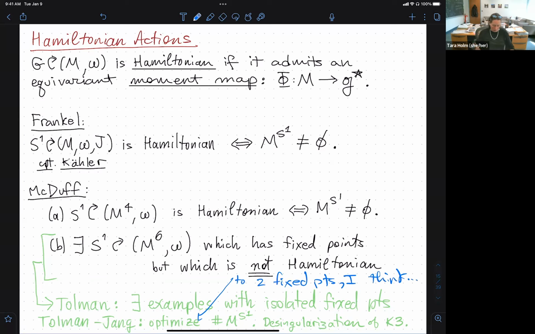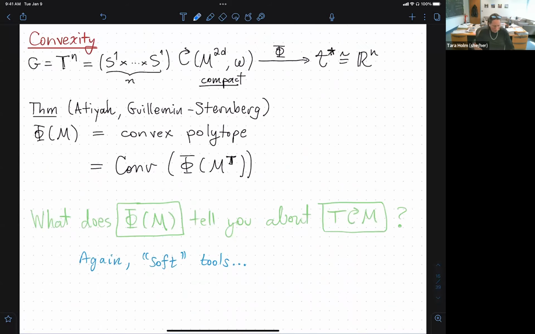That question is relatively well understood. If we restrict ourselves to the Hamiltonian setting, so here I'm assuming that the action is Hamiltonian, and if we restrict our attention not to an arbitrary Lie group but specifically to an abelian Lie group, then we have the first instance of a convexity theorem.